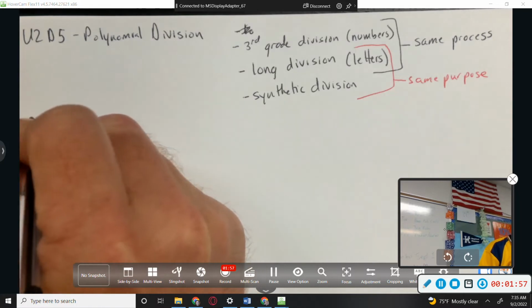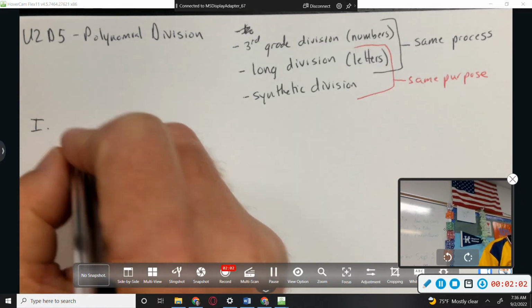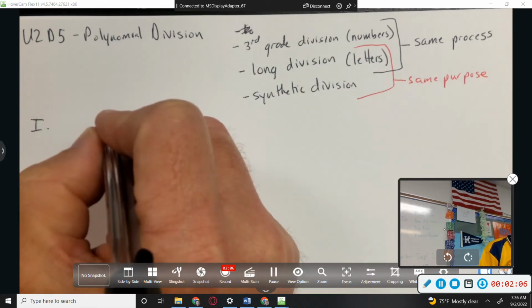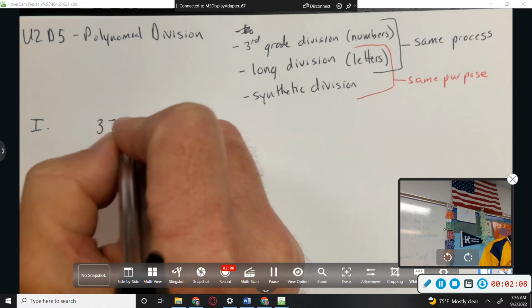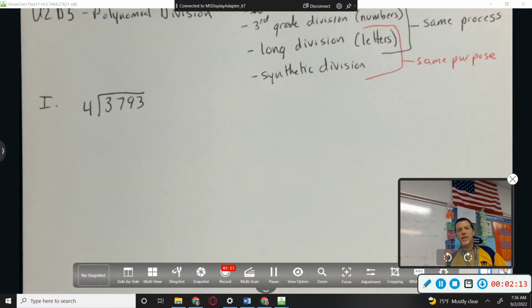So let's first do just old school elementary school division. I don't even know what to call it. It's third grade, fourth grade. Let's do 3,793 divided by 4. Now, in theory, everybody knows how to do this, but really, when was the last time you actually did a long division problem like this? Middle school? I don't know. You usually have a calculator when you're here.